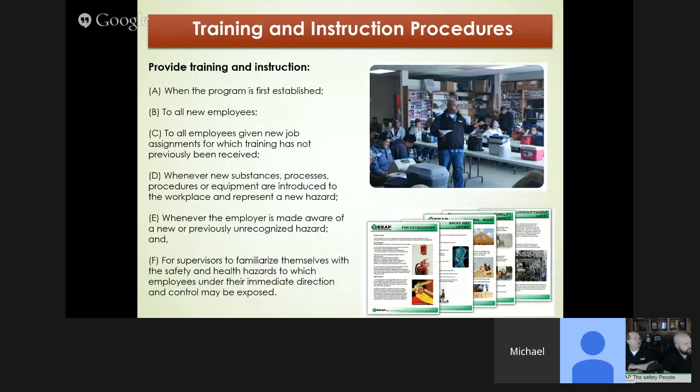So, training and instruction procedures. You have to provide training and instruction when your program is first established to all of your new employees, to all employees given a new job or job assignments where training has not previously been received, whenever a new substance, process, procedure, or equipment is introduced into the workplace that represents a new hazard, whenever an employer is made aware of a new or previously unrecognized hazard, and for supervisors to familiarize themselves with the health and safety hazards to which employees under their direction might be exposed.